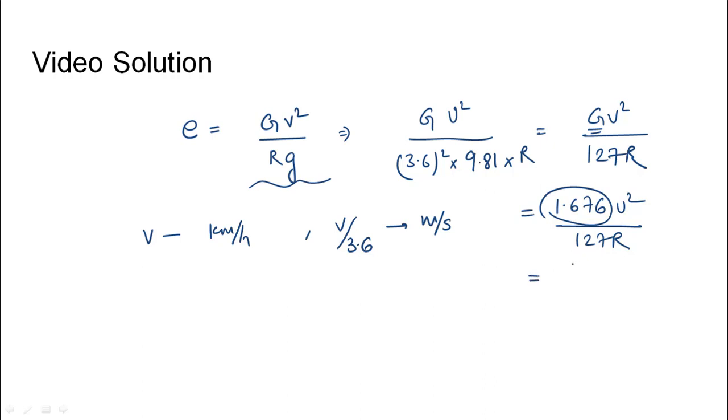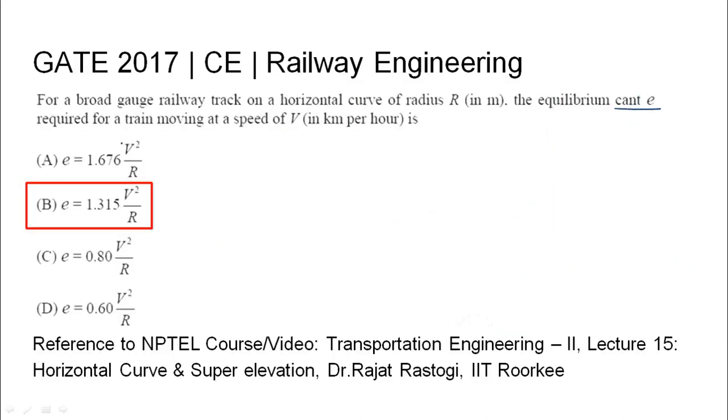This would result in 0.01319 v square divided by r. Here the value of E that would be obtained is in meters, but usually the value of E is taken in centimeter or mm. So converting this to centimeters, we would get 1.319 v square by r, where E would be in centimeters. The equilibrium cant E required for a train moving at a speed of v in km per hour is 1.315 v square over r, that is option B. The relevant NPTEL reference has been cited.